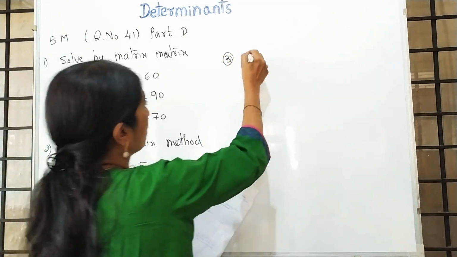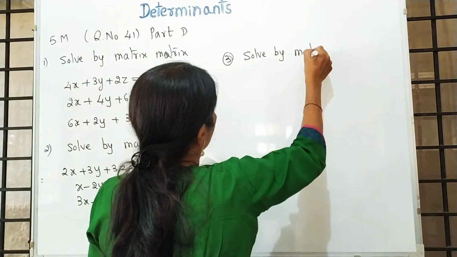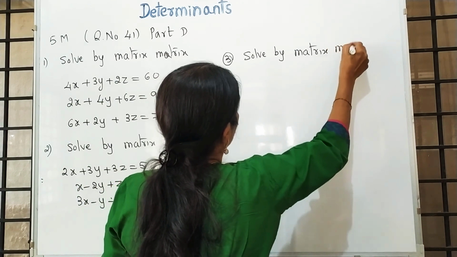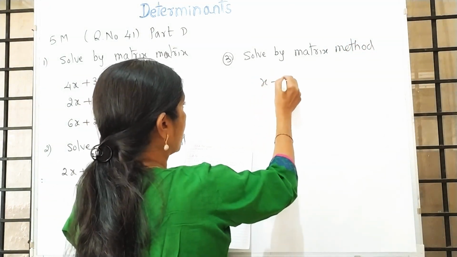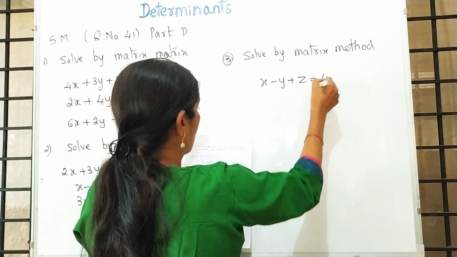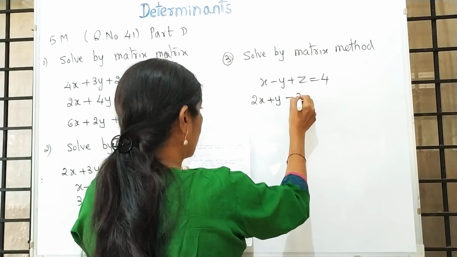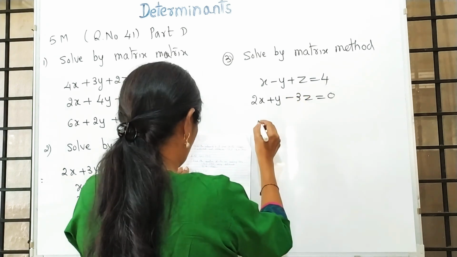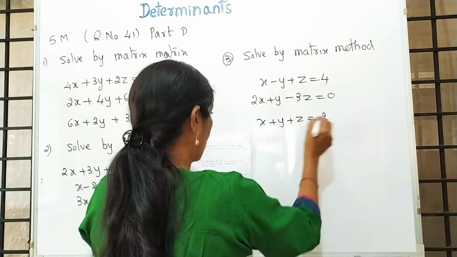Third question. Same, solve by matrix method. It is x minus y plus z is equal to 4. 2x plus y minus 3z is equal to 0. x plus y plus z is equal to 2.